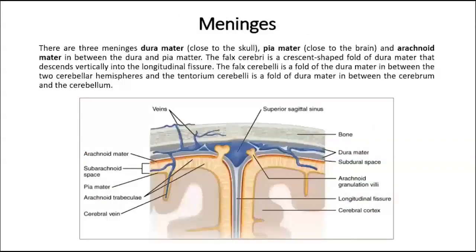The next topic is meninges, ventricles, cerebrospinal fluid, and blood supply. All of them, one way or another, are going to provide protection to your brain, the same way as they do it with the spinal cord.